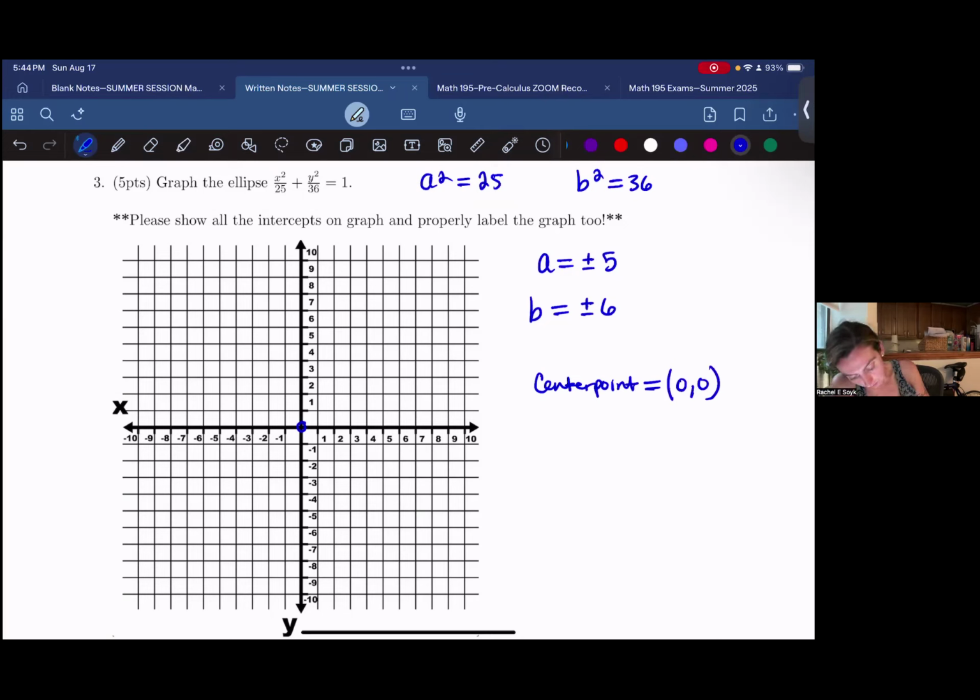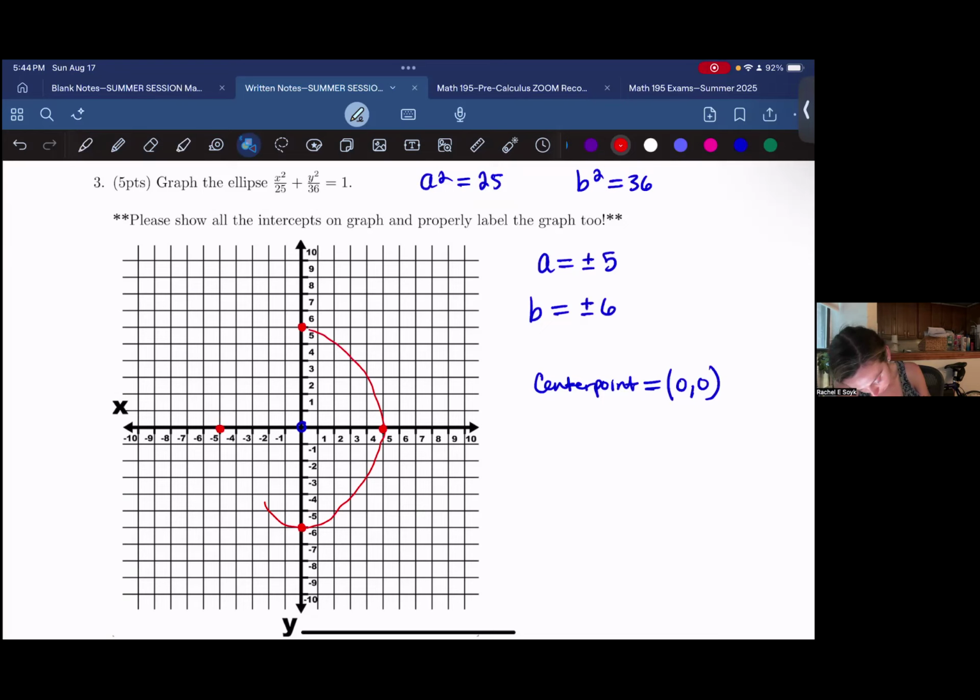Okay, our a represents along our x-axis since we're stemming from the origin, so we just go to -5, plot, +5, plot as our x-intercepts. Our plus or minus 6 for our b are just our y-intercepts, so +6, plot, and then 1, 2, 3, 4, 5, -6, plot. And now we just want to create our ellipse.